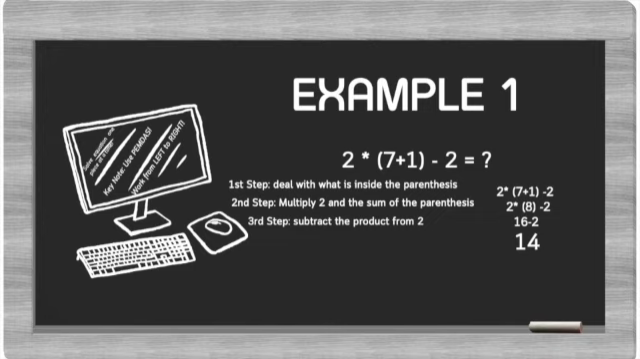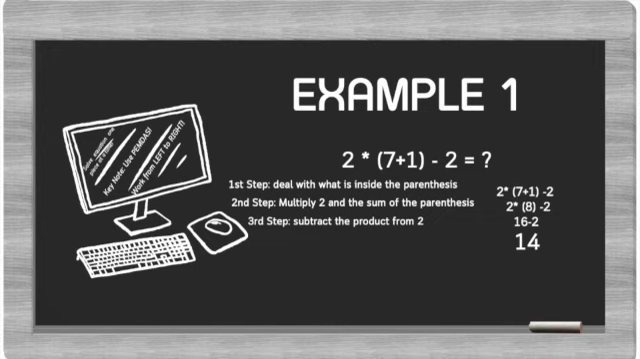Step 1 in order to solve example 1 is deal with what is inside the parentheses first, because remember PEMDAS, right? Orders of operation operates using or identifying parentheses first. The second step is to multiply 2 times the sum of what is inside the parentheses. The third step is to subtract 2 from the product. After doing so, you will get to your answer.